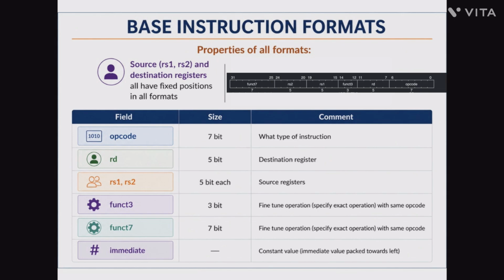Immediate values are also used to give the value directly in the instruction. This is the basic instruction format we can see: Func7, RS2, RS1, Func3, RD and opcode. In total, this makes a 32-bit instruction. 7 plus 5 is 12, 12 plus 5 is 17, 17 plus 3 is 20, 20 plus 5 is 25, 25 plus 7 is 32-bit instruction.